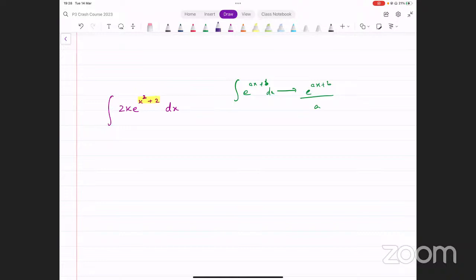All right. If you were to take this as dv over dx, it would not simplify because v would be 2x squared over 2. It will start getting more complicated. Using integration by parts is not helpful here.